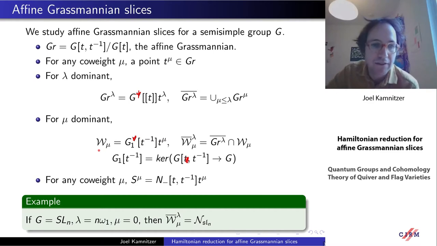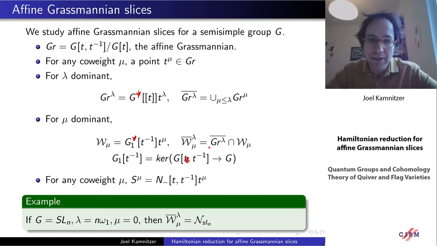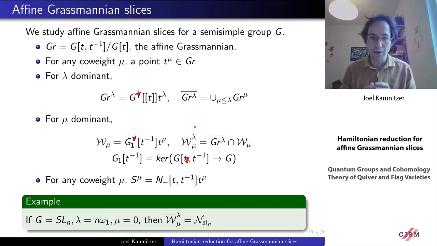So that defines us this infinite orbit, finite codimensional orbit W mu, which is transverse to the Gr lambdas. And then we take the intersection of Gr lambda bar with W mu, and we obtain W lambda mu. So the bar on top indicates that we use the closure on Gr lambda bar, but not on W mu. So this W lambda mu is a slice inside Gr lambda bar to the Gr mu orbit, okay? Because W mu is transverse to Gr mu.